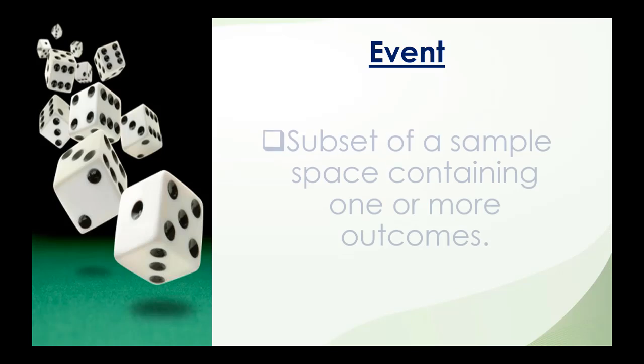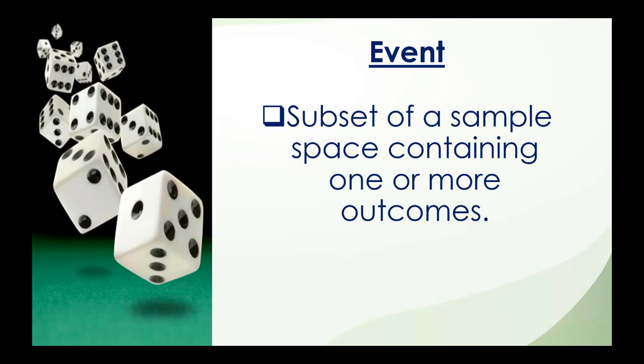Next, we have an event. So what an event is, it's some subset of a sample space that has one or more outcomes, so at least one. For instance, if we're rolling a die, an event could be rolling a number that's even, right? So we have the possible outcomes of 1, 2, 3, 4, 5, or 6, but the event rolling an even number would just consist of 2, 4, or 6. So that would be a subset of the entire sample space. That would make it an event.